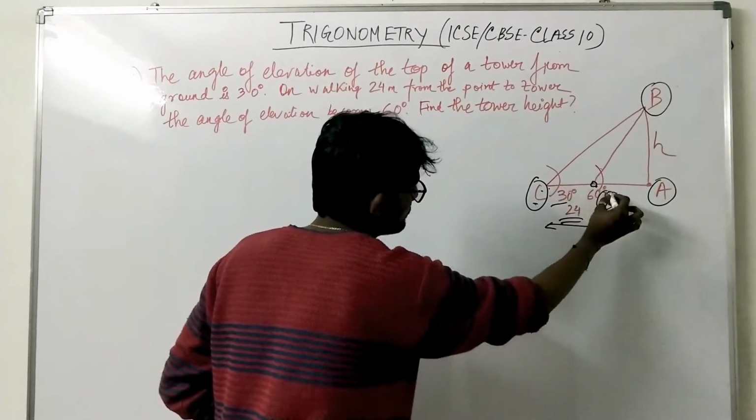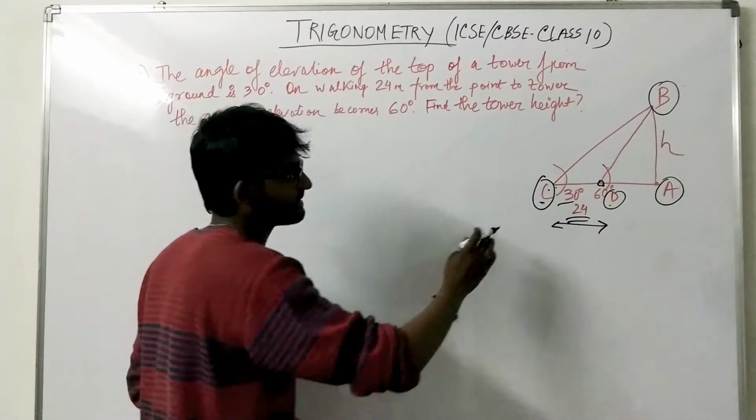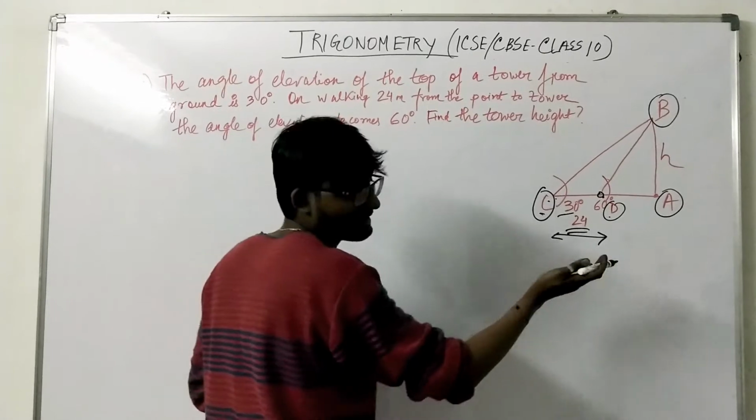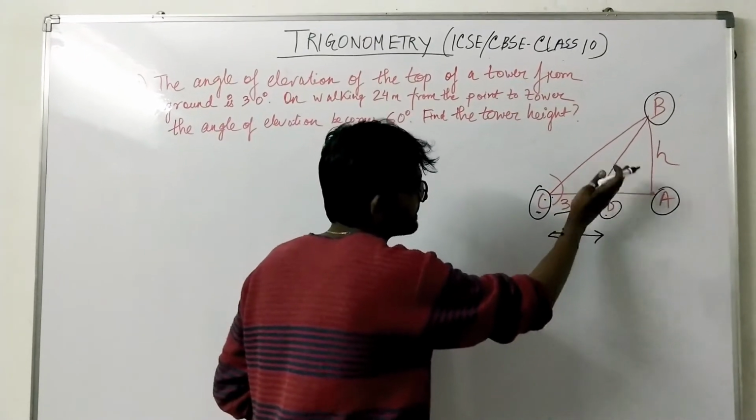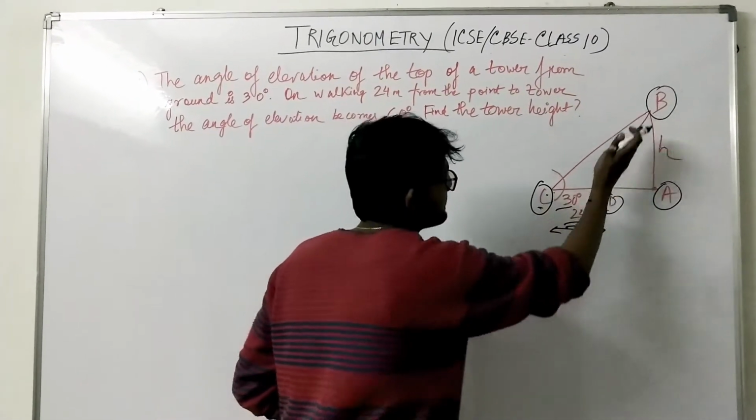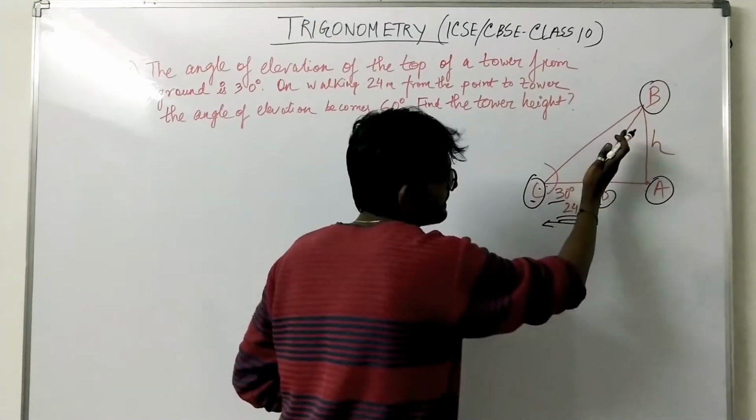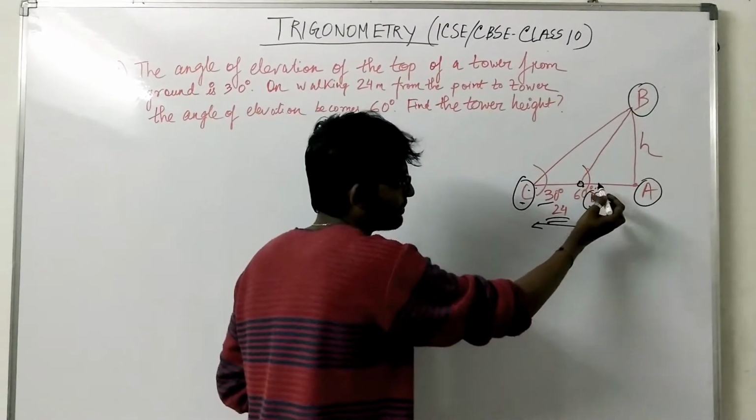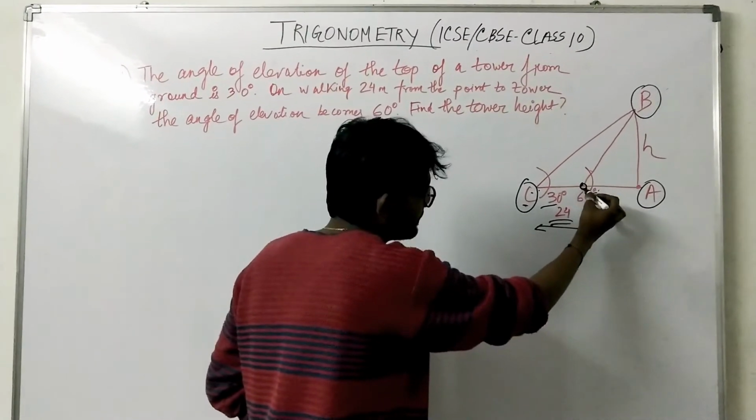This distance from C to D is 24 meters. It's walking over there, so the angle of elevation becomes 60 degrees. Why? Because obviously the hypotenuse is getting closer over here, so the angle will increase. So 60 degrees is the point of view from here.